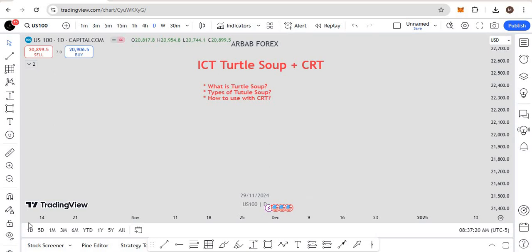In this lecture, you are going to learn how you can use ICT turtle soup with CRT, the candle range theory. Okay, this mechanical strategy will work at a specific time with a specific pair. So make sure you watch this video till the end and do not miss any part.